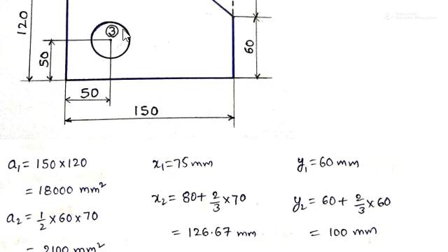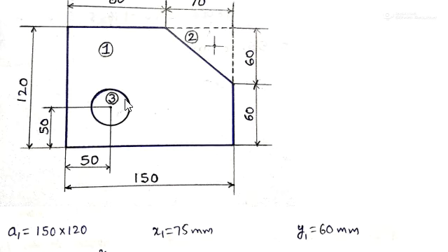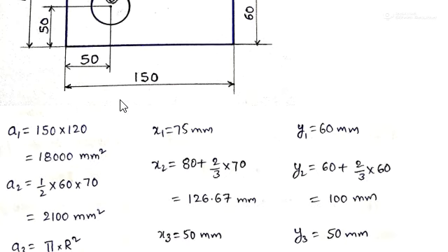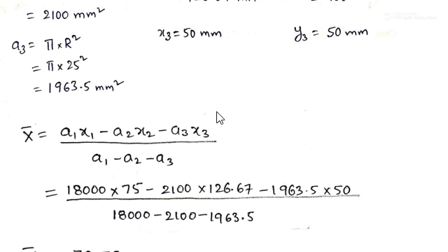And a3 is the circle area. It is given in the question that the circle has diameter 50 mm, so the radius will become 25. The area of the circle is pi r square, so pi into 25 square. If you simplify that, we are getting area 3 as 1963.5 mm square. So we have the areas and x1, x2, x3, y1, y2, y3. Substitute these values in the x bar and y bar formulas.